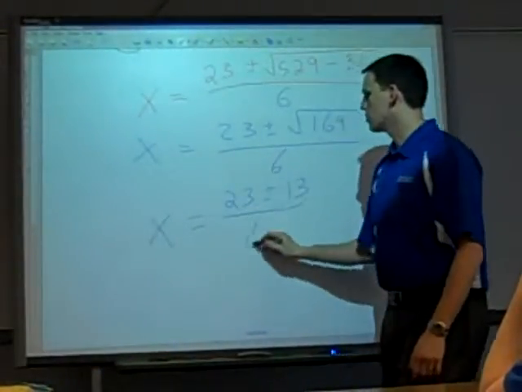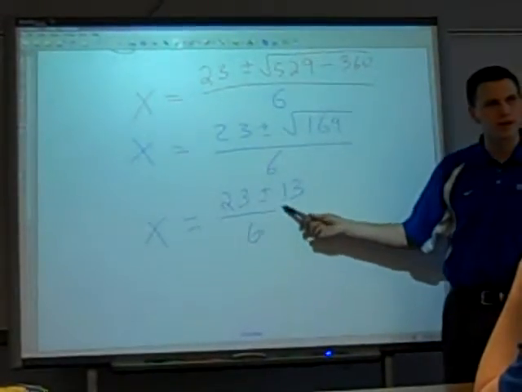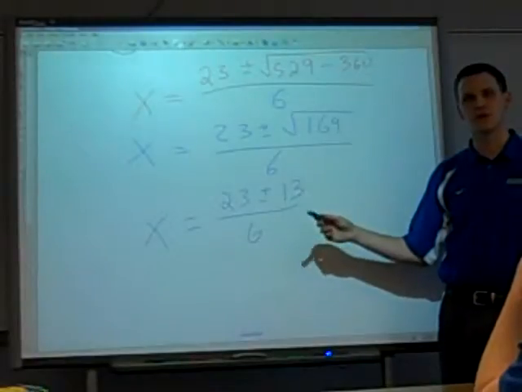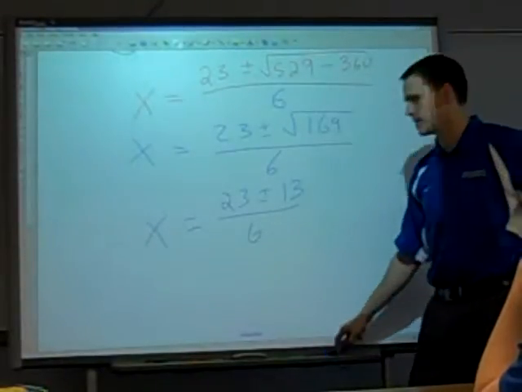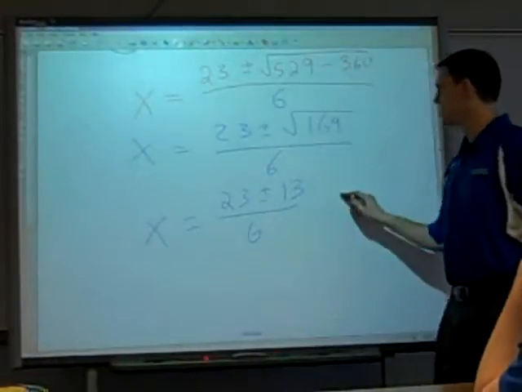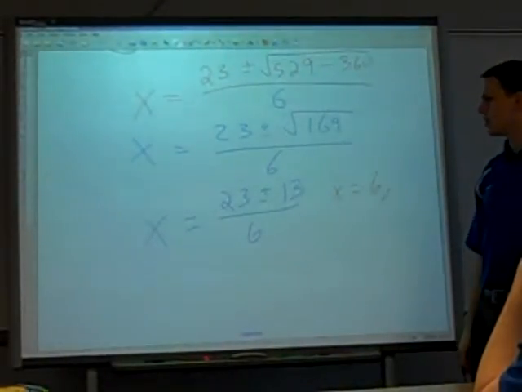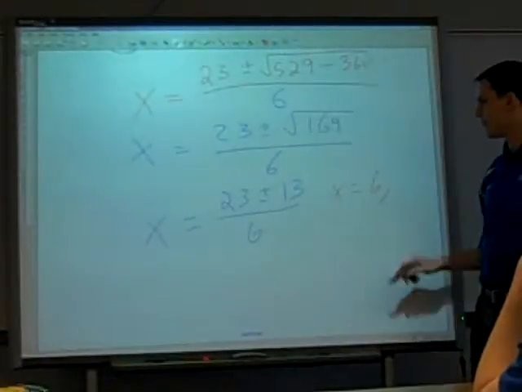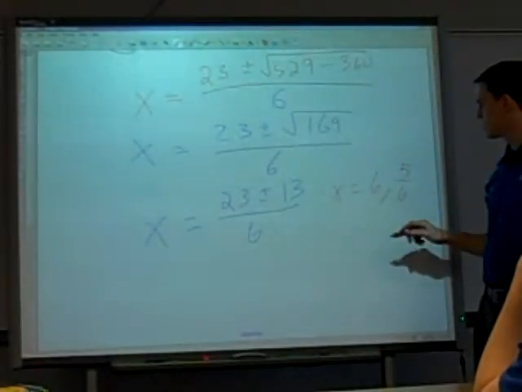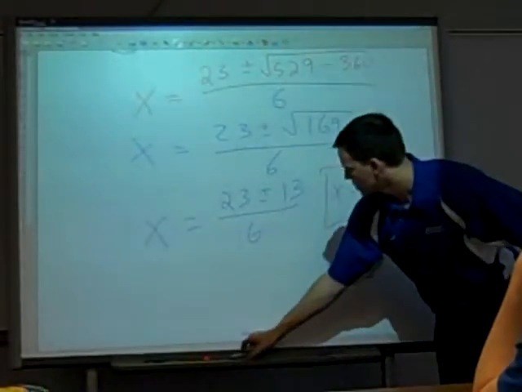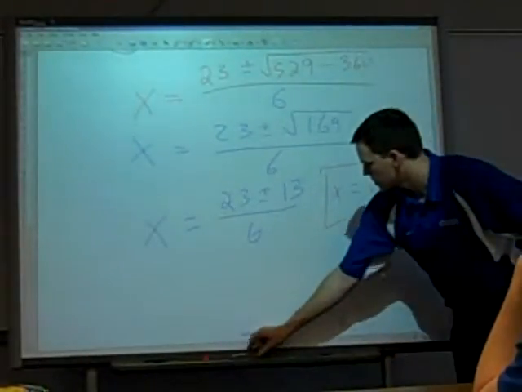By the way, whenever you do the quadratic formula and the radical goes away, that's telling you that you could have factored it if you were clever enough, which we clearly are not. So the solutions are 6 and 5/3. High five.